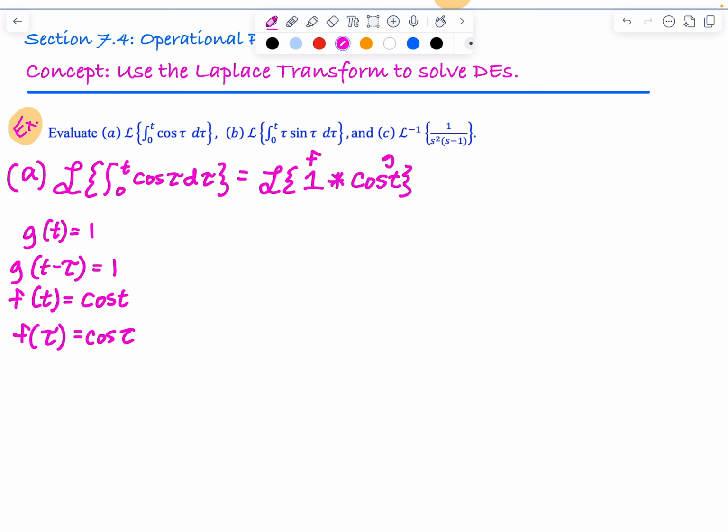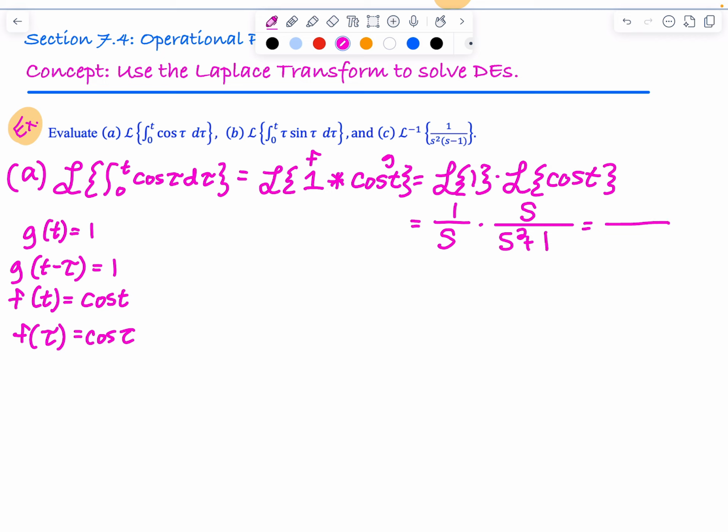This definition says, and I'm going to move this, we're fine. So this is the Laplace of 1. This is what the theorem says: Laplace of 1 times the Laplace of cosine of t. And that's 1 over s times s over s squared plus 1. And that's just 1 over s squared plus 1. Okay, and then if we were doing an inverse Laplace, that would become a sine t.